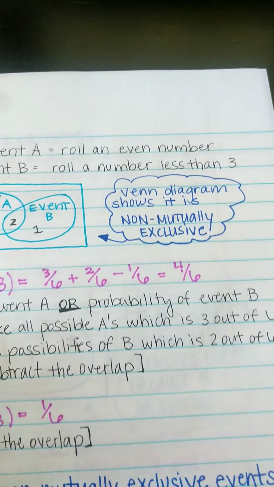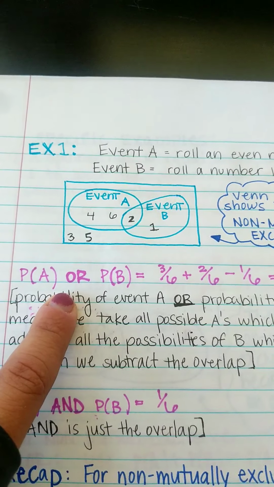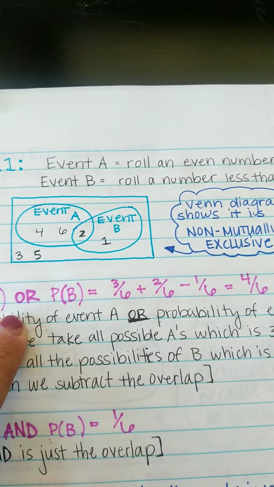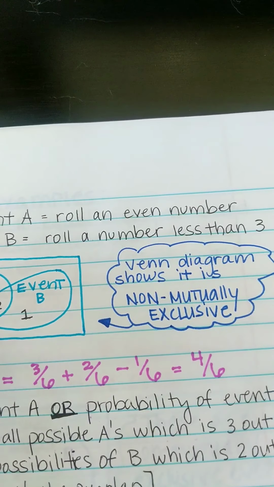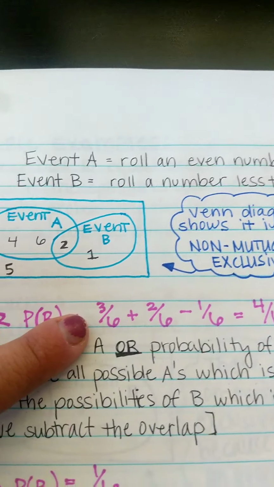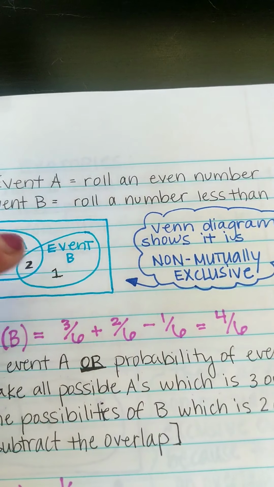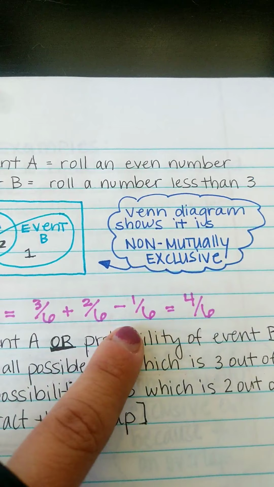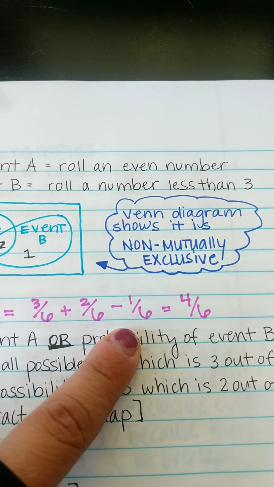Okay, so now when we say the probability of event A or the probability of event B, because they're not mutually exclusive, we have to take that into account. So what we do is, once again, we count up all the probabilities, just like before, of event A. There's 1, 2, 3 out of 6, okay? Then we count up all the possibilities of event B happening. 1, 2 out of 6, okay? Then we have to subtract the overlap because that's been counted twice. And I get 4 out of 6.